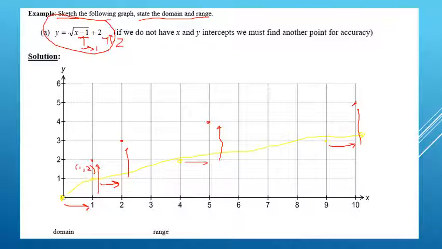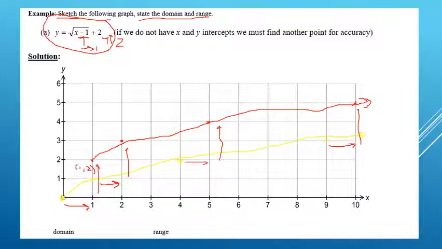So now we can try and draw our square root graph through these points. My efforts with the mouse aren't that great. I'm trying to draw curves, so it's going to be generally that shape. So you get an idea what it's going to look like.